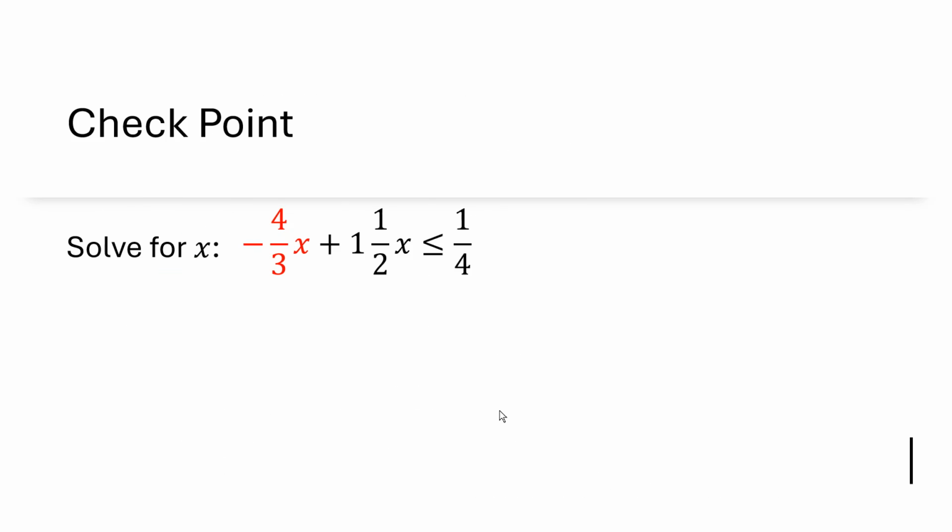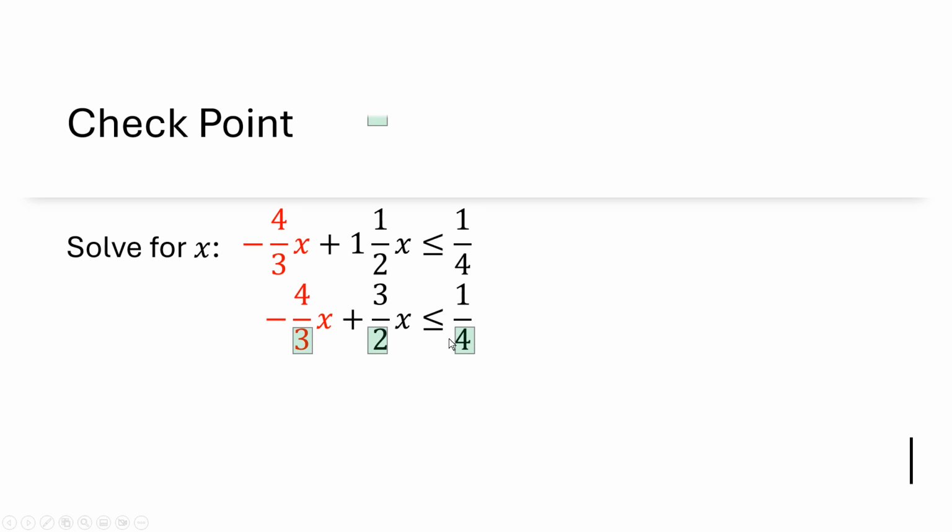All right. So here's the checkpoint for you. Give it a pause. Give it a go. Yes, there's mixed fractions, so you will have to take care of that. Welcome back. So we have negative 4 thirds, 1 1/2, and 1/4. So let's go ahead and mix that fraction. Make things a little easier.